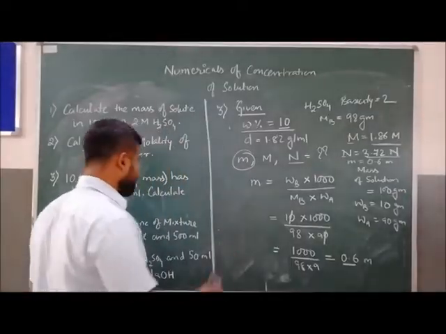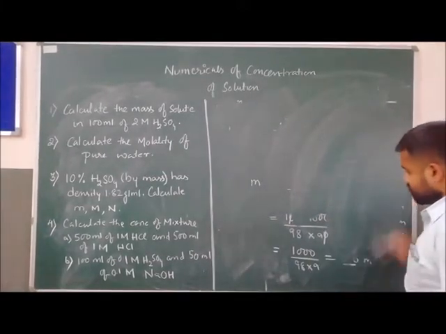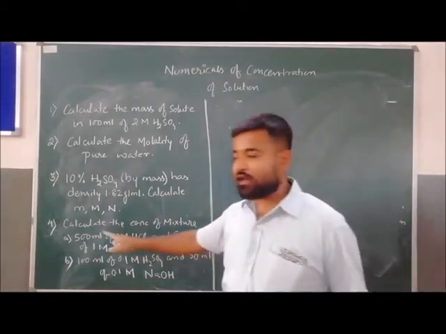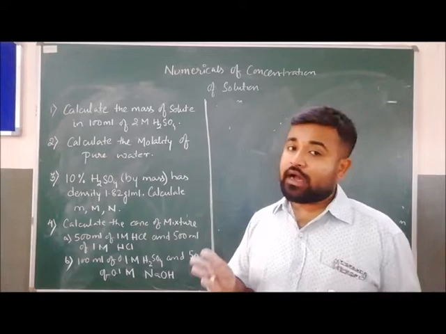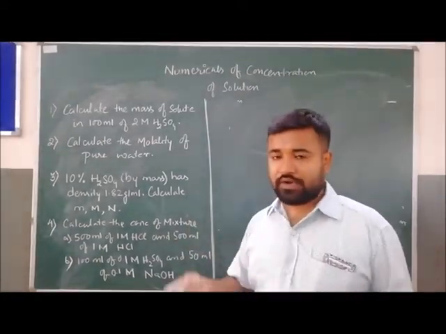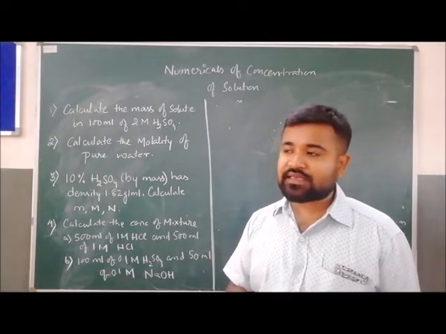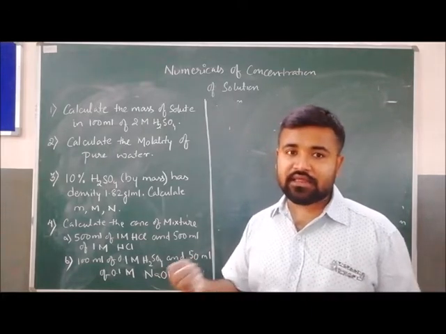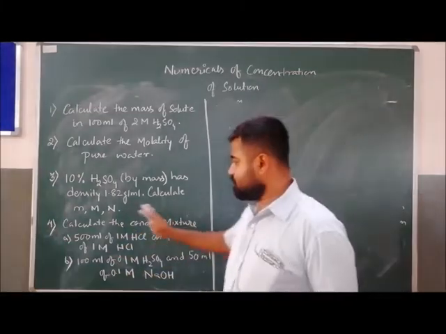Last question. We'll move to the last question. In this last question we have to calculate the concentration of a mixture. In the previous video I have told you about the concentration of the mixture solution, means when two or more than two solutions are mixed together, it may be of same kind of acid, it may be an acid and a base, it may be an acid and a salt, oxidizing agent or a reducing agent. So we have discussed the formula, so let's put this one.